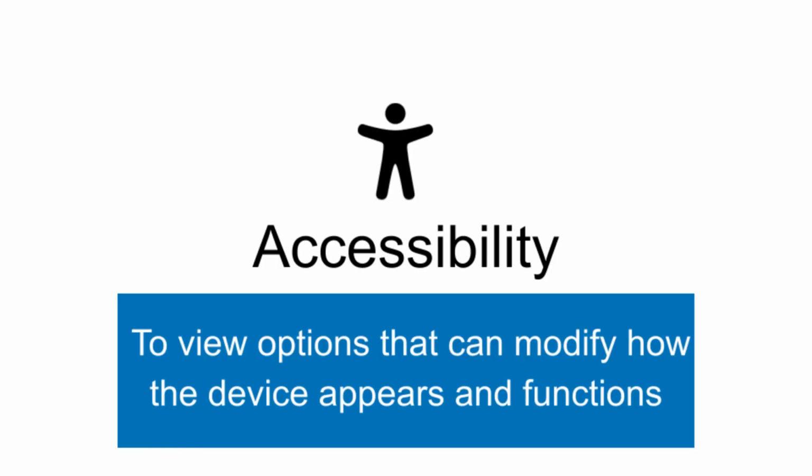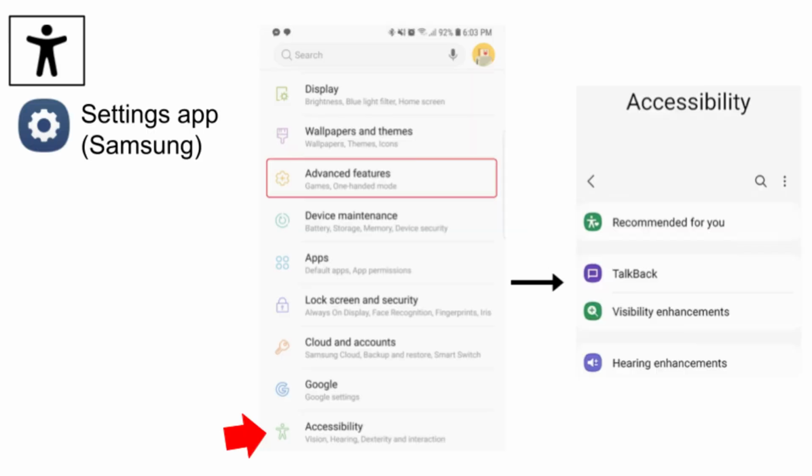The next icon we will discuss is the accessibility icon, which is characterized by a full body outline of a person. This icon is used to view options that can modify how the device appears and functions. The accessibility icon is not a very common icon, but it is important as it allows the user to set up their device to their preferences. It is most common to find the accessibility icon in the Settings app.